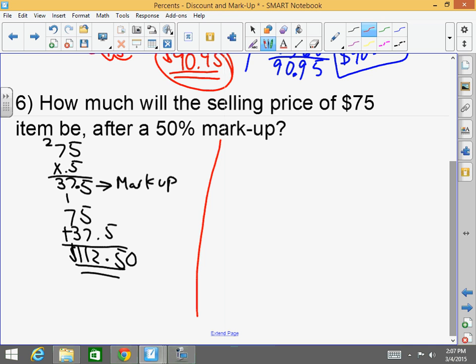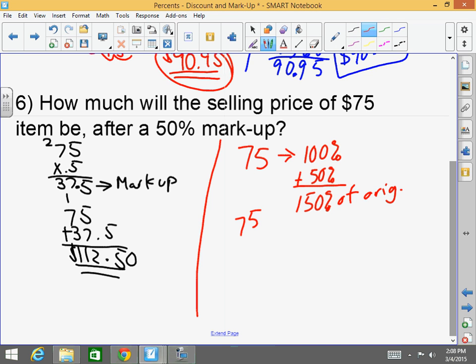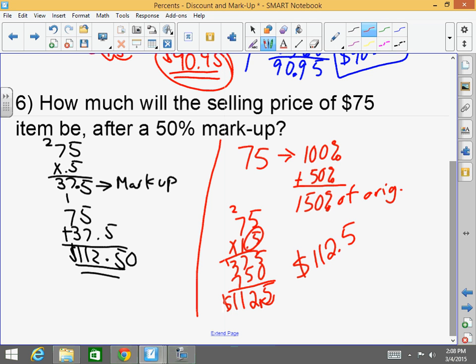Or you can look at method 2. $75 is 100% of the cost, plus they're adding a 50% markup, so you will end up paying 150% of the original price or cost. So you have 75 times 1.5. That's 25. Carry the 2. 37. Skip a space. 5, 7. So you've got 5, 2. Carry the 1. 1 decimal. So I go 1 to the left. And you're going to still end up paying $112.50.